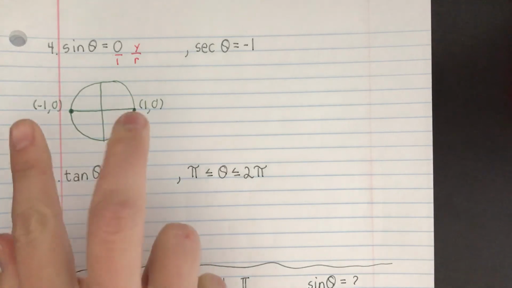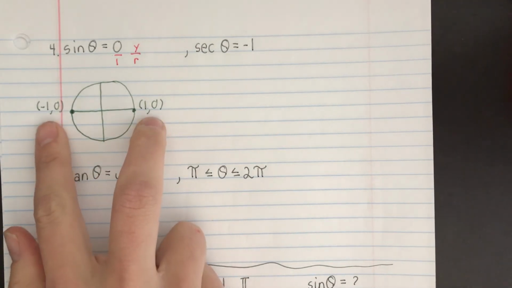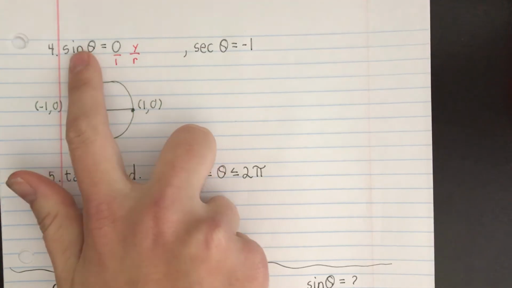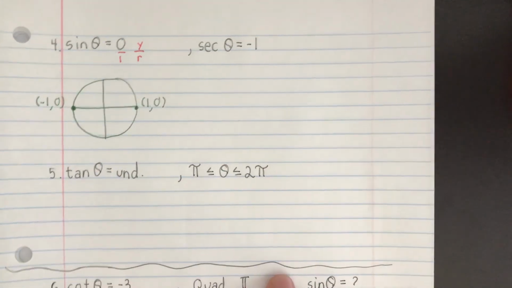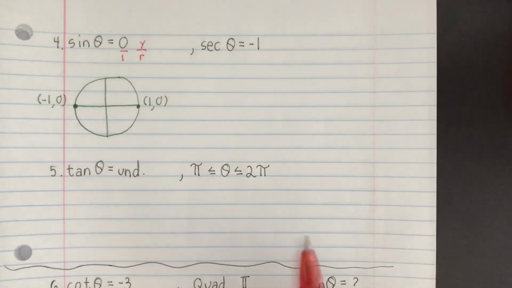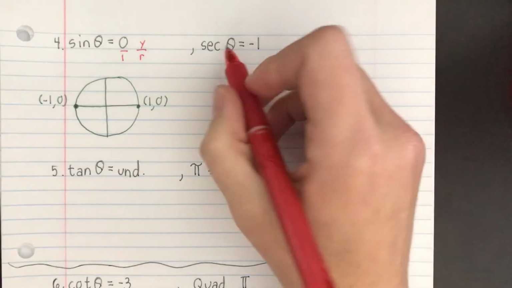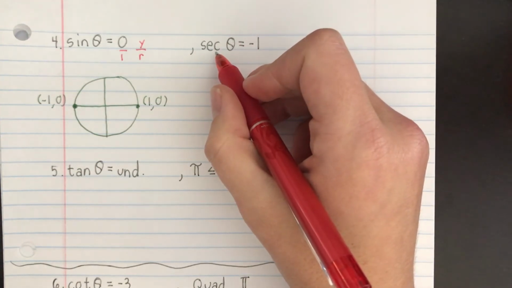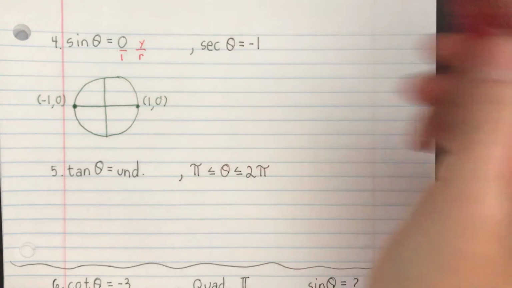Okay, so we have two possibilities on the unit circle here. It could be (-1, 0) or (1, 0). Those are the two places where sine of theta on the unit circle is 0. So our constraint will help us figure out which one to use. We know secant of theta equals negative 1. Well, secant is the reciprocal of cosine.